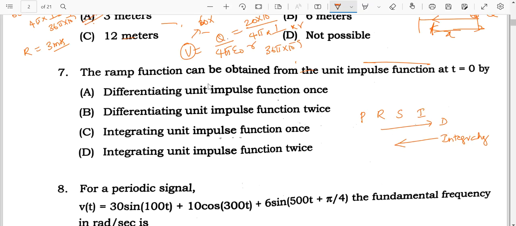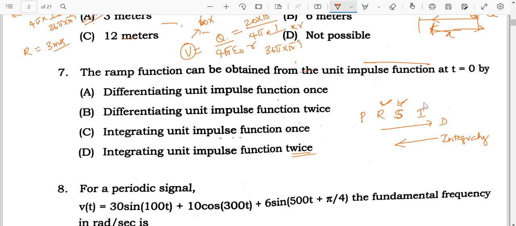Now the ramp function you need to calculate can be found from the unit impulse. That means what you have to do is integrate this impulse. So the ramp function can be obtained from the unit impulse function by integrating the impulse function how many times? Twice here.